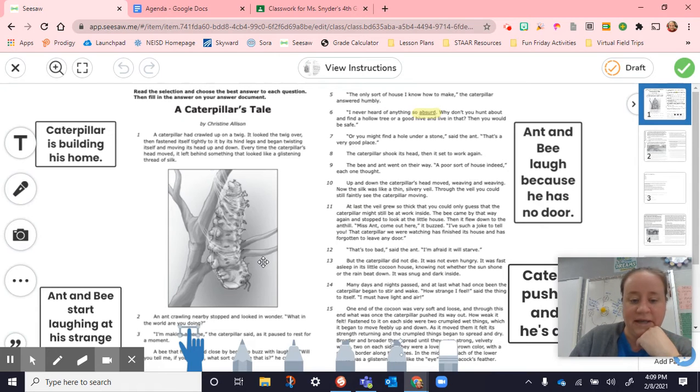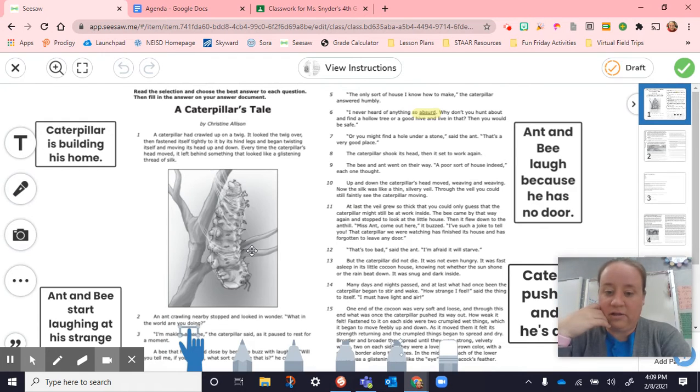We read the story about a caterpillar who is building his cocoon. They don't refer to it as a cocoon, they refer to it as his house. So he's building his house and building and building, and along comes Ant, who asks, "What are you doing?" And he says, "Well, I'm building my home." Then Bee starts in also, and they start making fun of him, asking shouldn't he get a hive, or go find a home under a rock like an ant would. Like, what are you doing?